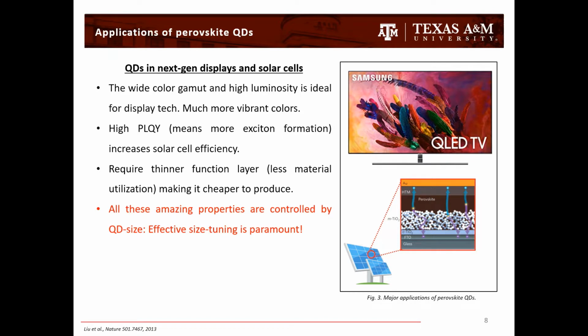For example, Samsung currently launched their quantum dot LED TV, which uses this technology and which has very wide color gamut and high luminosity. Also, in perovskite solar cells, these materials are used as functional layers, which are used to generate electron and hole pairs. And because of high quantum efficiency, you get much more efficient solar cells. However, all these amazing properties are effectively controlled by quantum dot size. Thus, efficient control of these quantum dot size is paramount and is at the center of this work.